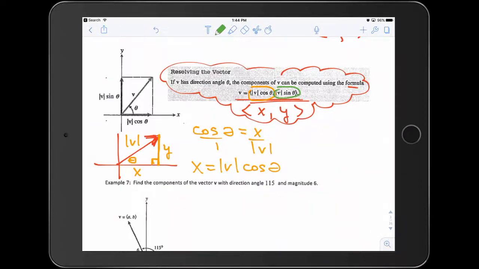So if I switch to green here, I'm going to now prove how this comes about. I can just go sine of the angle theta is equal to the opposite side, which is y, over the hypotenuse, which is the magnitude, and multiply both sides by magnitude v to solve for y, and you end up with y equals the magnitude v sine theta.